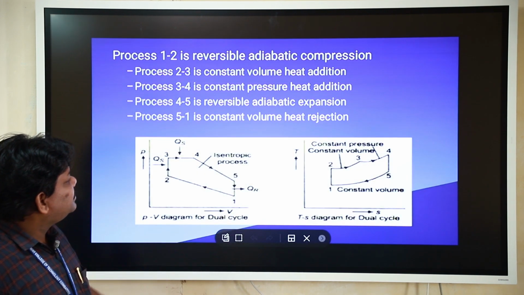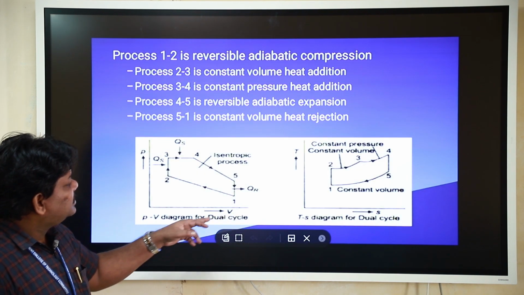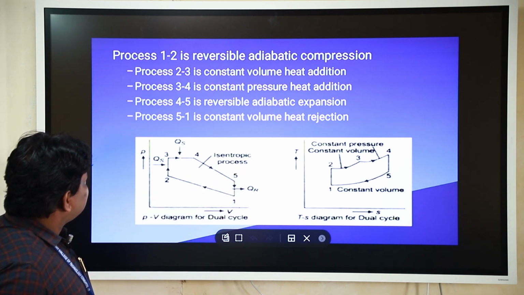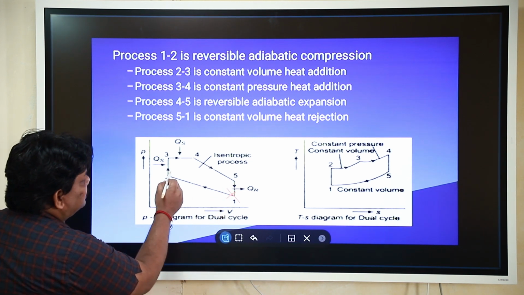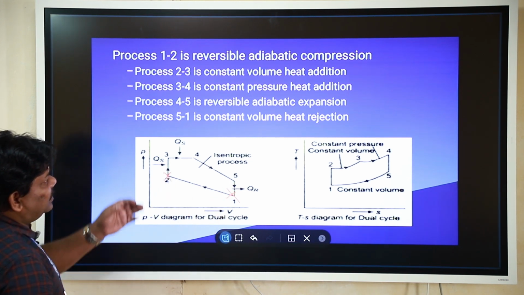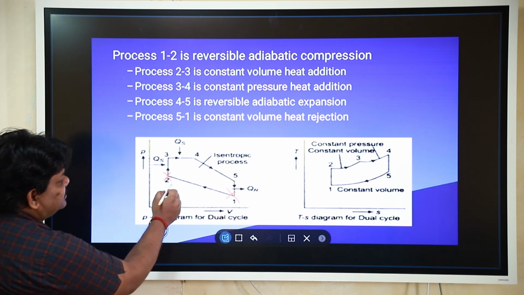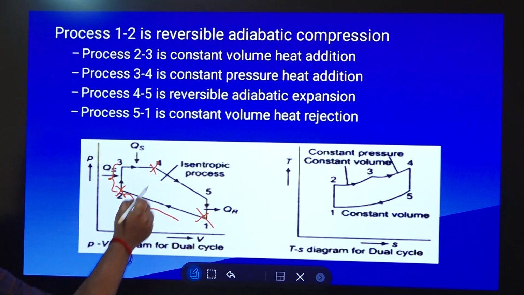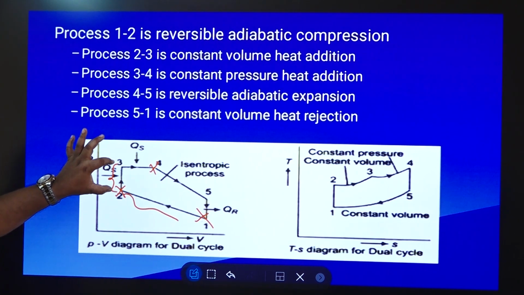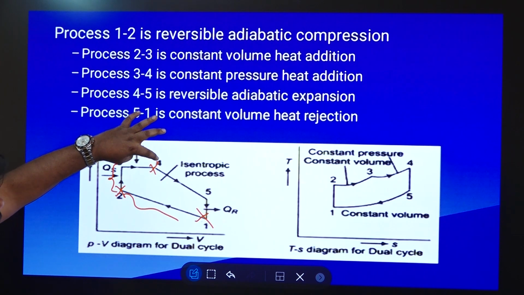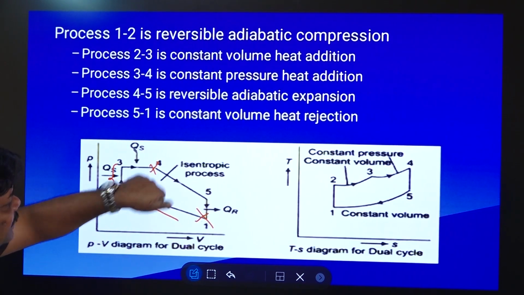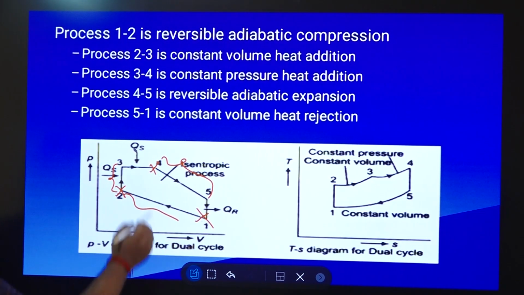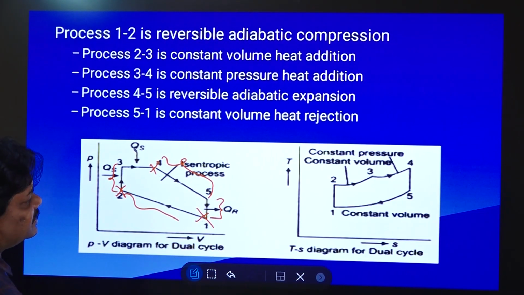This is the diagram which represents the PV and TS diagram of this dual cycle. In this cycle you can see that 1 to 2 is reversible adiabatic compression, or isentropic process, and from 2 to 4 the heat addition takes place, that is at constant volume and at constant pressure. Then once again there is a reversible adiabatic expansion from 4 to 5, and here heat rejection takes place.